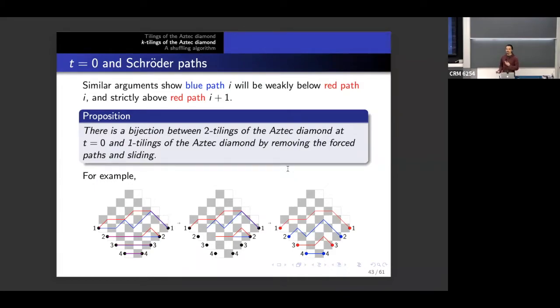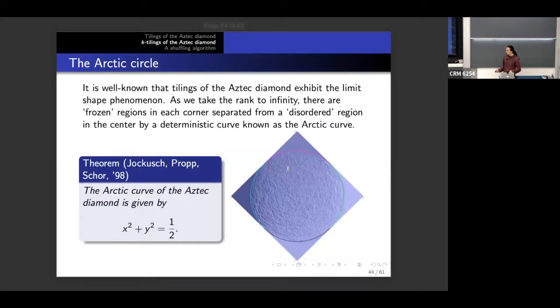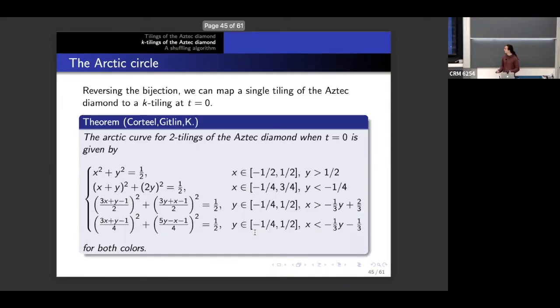Okay. I like this proof. I think it's very cute. So this actually is useful for computing the Arctic curve when t is equal to 0, because it's nice and geometric. And we know what the Arctic curve is for the normal Aztec diamond. It's just a circle. And if we kind of follow this bijection in reverse, we can get the Arctic curve for t is equal to 0 back. And it's not a circle anymore. It's piecewise ellipses. So still, not super complicated, but more complicated.